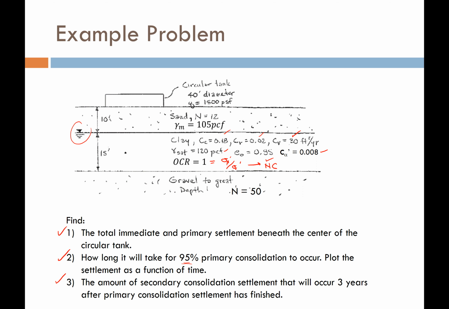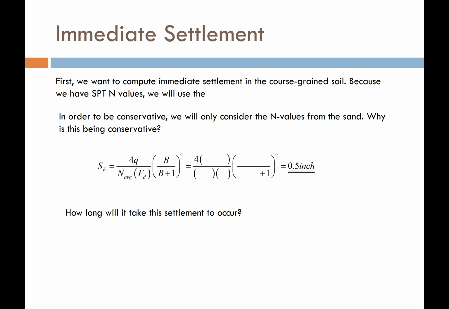And then we want to compute the amount of secondary consolidation settlement that will occur beneath the center of the tank 3 years after primary consolidation settlement has finished. So those are our goals. Here we go. First, let's look at the immediate settlement. Now remember, there's two ways we could tackle this problem. We could use the theoretical elastic solution for settlement, or we can use the Meyerhof empirical equation for settlement. I like Meyerhof just because it's easy.